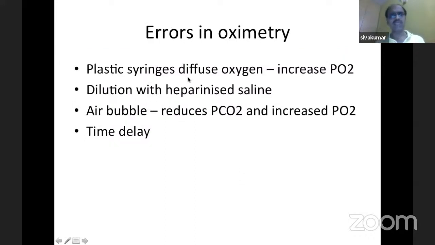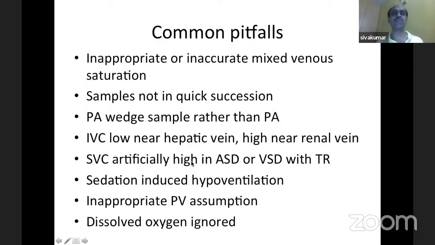Some of the errors in oximetry: a plastic syringe will diffuse oxygen. Too much dilution with heparinized saline will dilute the sample. If you introduce an air bubble, it will increase the PO2 and reduce the PCO2. If there is a time delay, you take the blood now and send it to the lab 1 hour later, there is going to be some error. So these are the basic errors of oximetry.